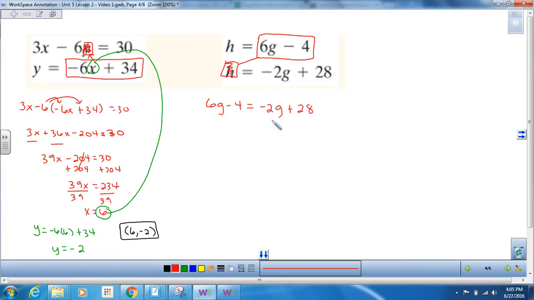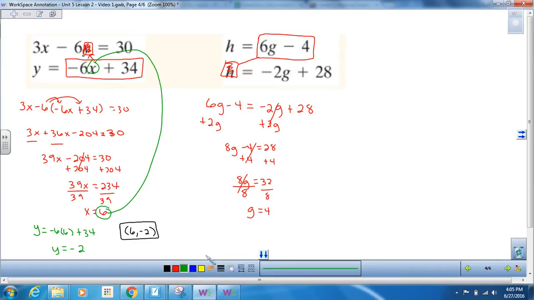Okay, so now I'm solving this, and I want to combine the 6g and the negative 2g, but they're on opposite sides, so I have to do the opposite operation. And when I say sides, I mean sides of the equal sign. And then we're solving, so add 4, divide by 8, and g equals 4.